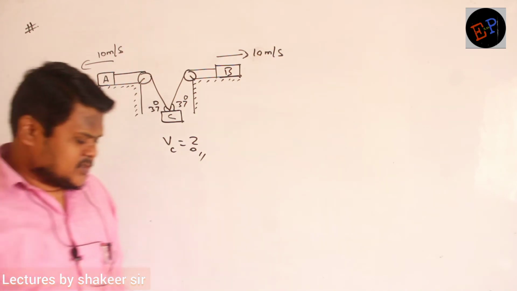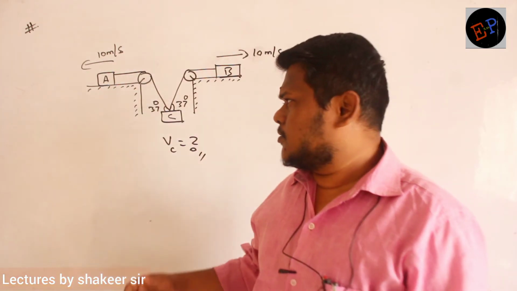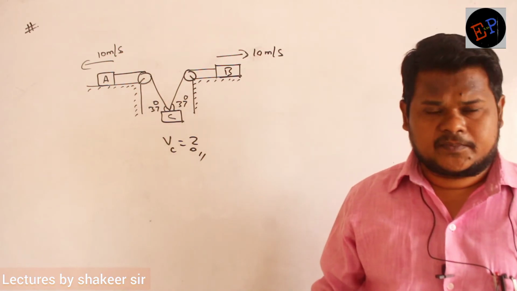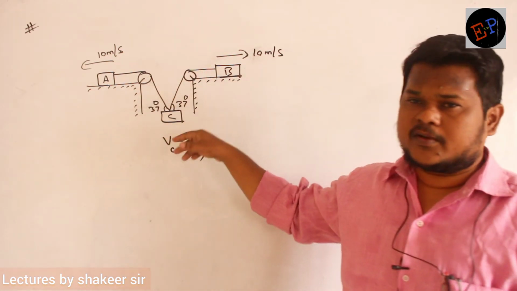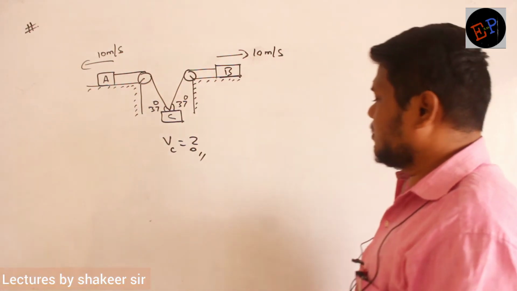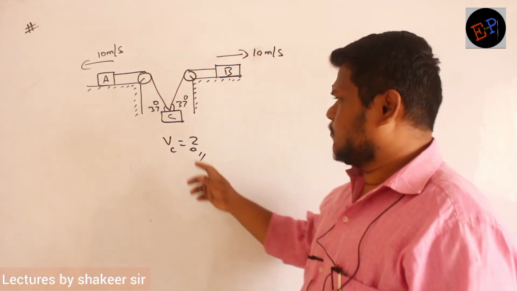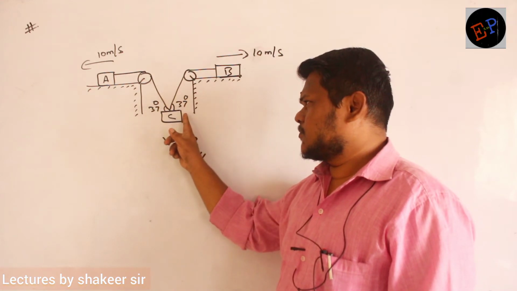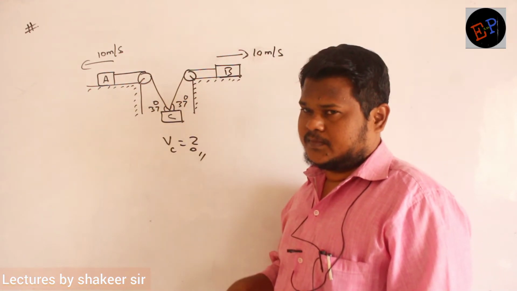Okay. So you can do this problem again by the point method only, because this is a single string, you can consider. You can take it as a point method. Are you able to understand? But how to do the problem when the rope is making an angle of 37 degrees? Are you able to understand?